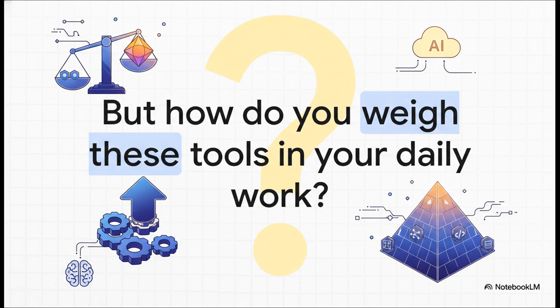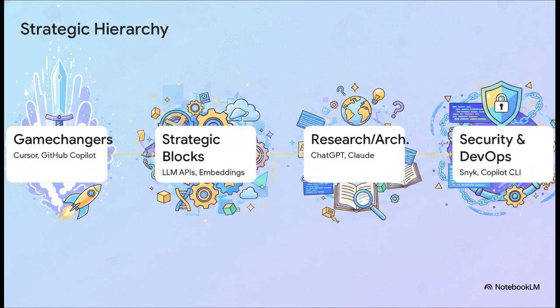So let's stop thinking about this as just a flat list of 10 things, and instead, let's reorganize it into a kind of strategic hierarchy. Honestly, this might be the most important slide we look at today. If you think about real-world impact, these tools fall into a pretty clear order. Right at the top, you've got the absolute game changers. Then come the strategic building blocks for creating new things. After that, your research and architecture partners. And finally, those specialized workflow tools.